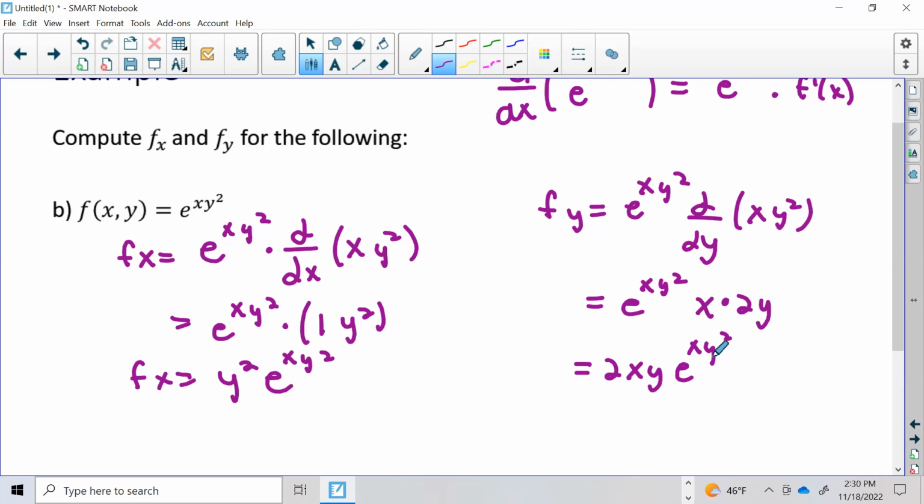Okay. So that's our derivative, our partial derivatives. And let me know if you have any questions on them.